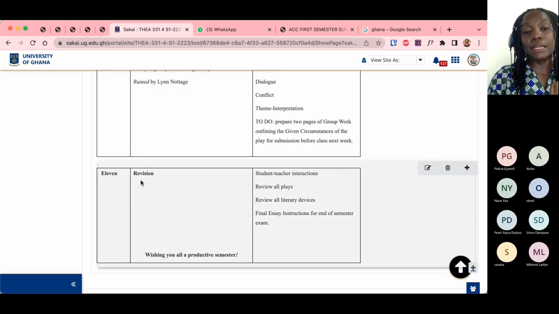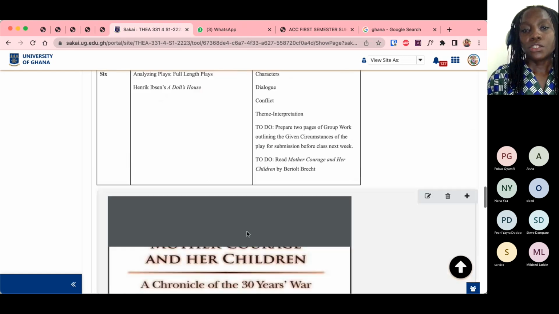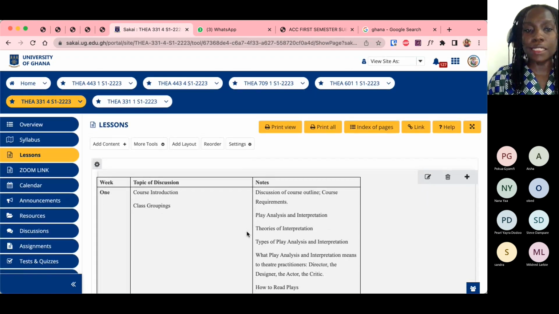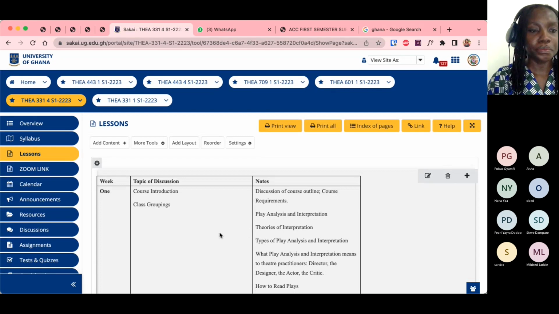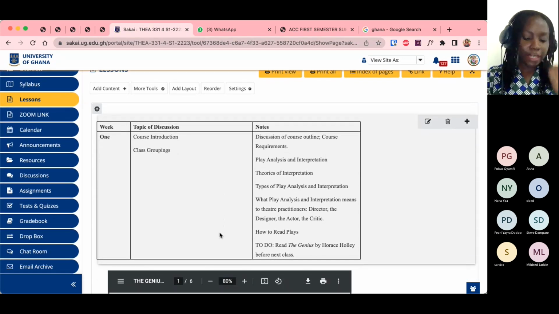And then week 11, we'll have revision, where we interact and review everything we've learned. And if we have come across various literary devices within the plays, we'll discuss them and call it a semester. Do you have any questions on the lesson plan? Is everything clear?